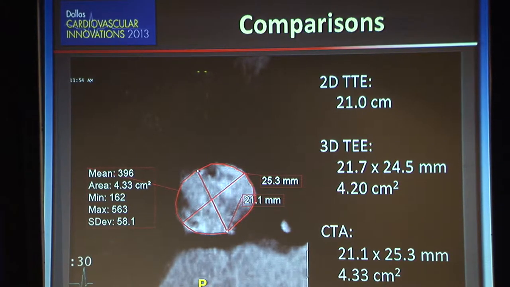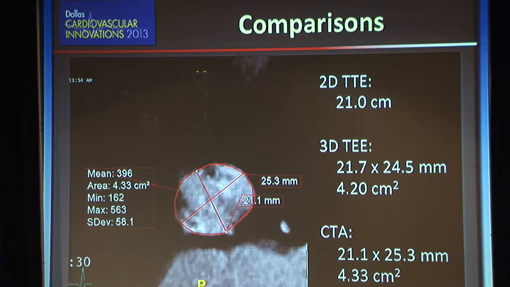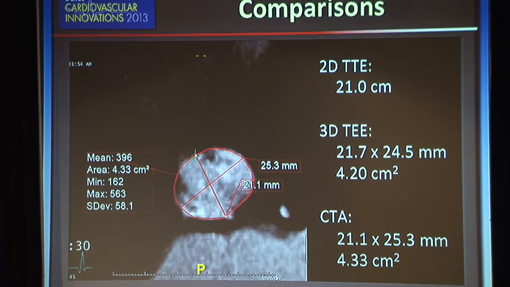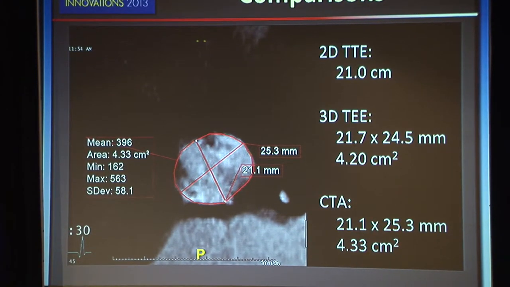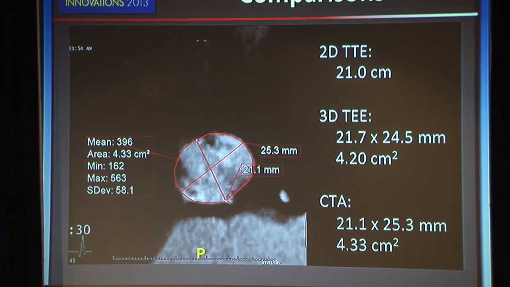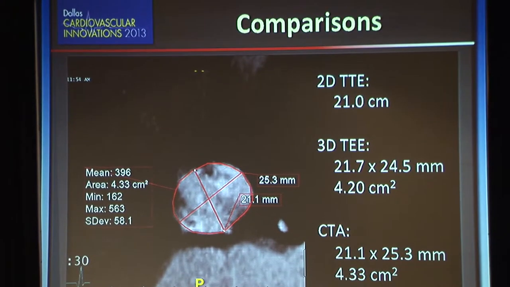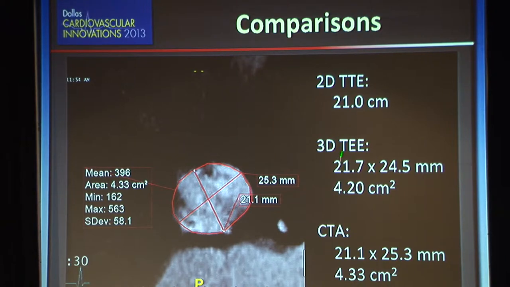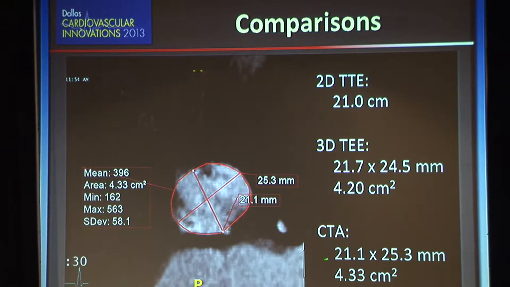So notice the minimum is about what the 2D was. And that's often the case because the annulus, anterior to posterior in the body, is often a little bit squashed, a little more eccentric and flattened in that AP direction. So often shorter here, longer across. With an area of 4.2, and same for the CT. You know, same minimum diameter, but larger is a little bigger and the area is a little bigger.